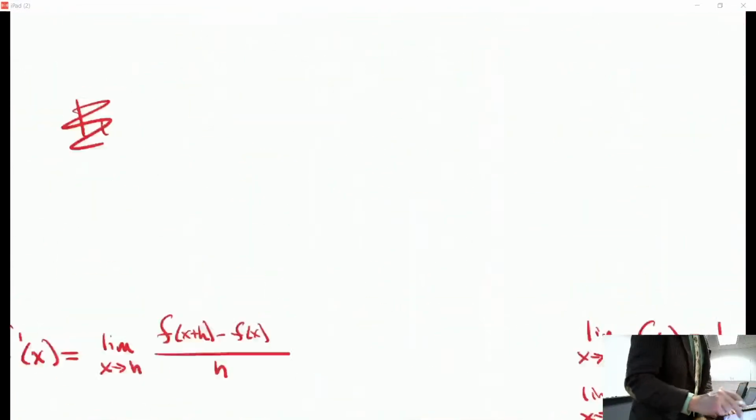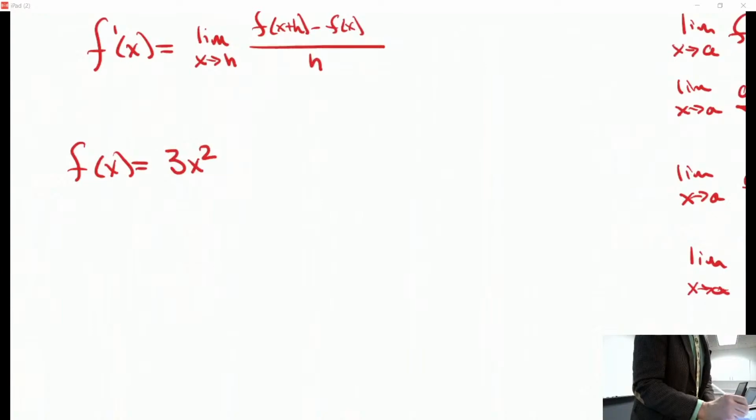3x squared minus 2x. I want to find the derivative of this function. So here's one way to do it: you could just pump it into the limit formula. The second way to do it is to recognize that what you have here is a constant times a function, and that function is x squared. And then you have another constant times a different function, just x.